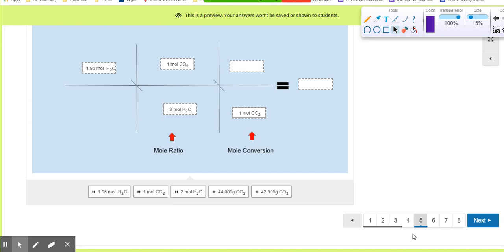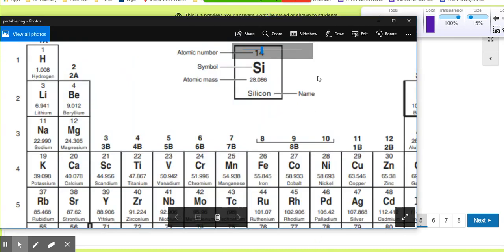Good, the periodic table. Nice work. Hey, we're remembering stuff. This is good.